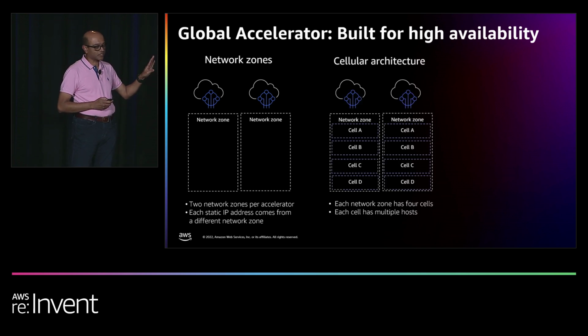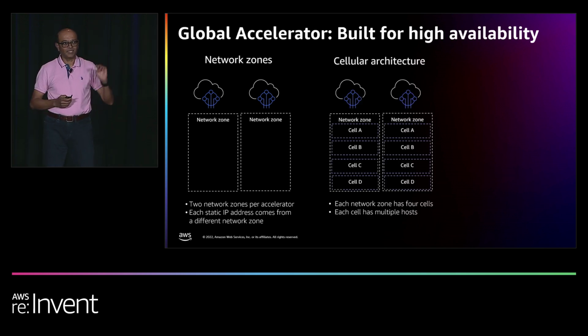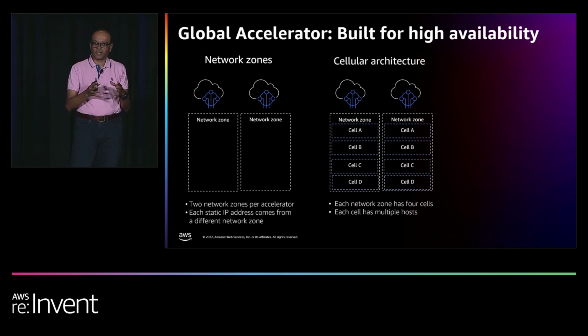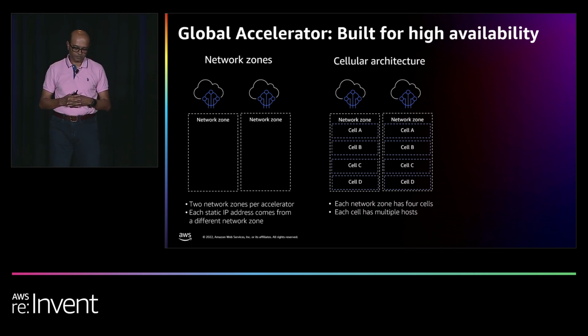Each network zone has 4 cells. Each cell has multiple hosts. The failure of one host in a cell does not impact any other hosts in that cell. So this cellular architecture means that the blast radius is heavily contained whenever any failure happens.